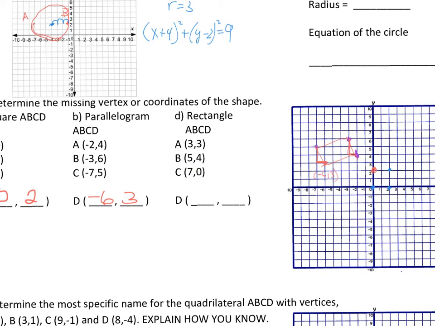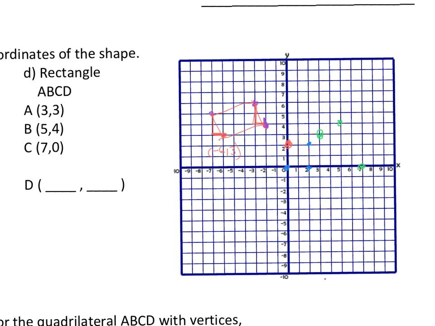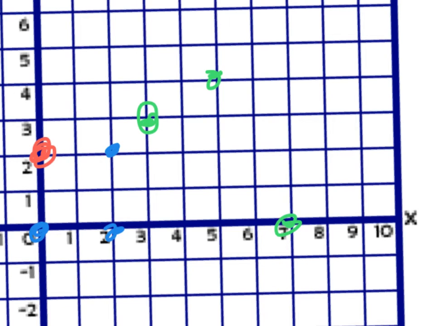And finally, for the rectangle, I see that I have a slope here that goes up 1 and over 2. So then on the other side, I'll have to go down 1 and left 2 to that point right there in order to make the rectangle. So that has coordinates of 5 and -1.